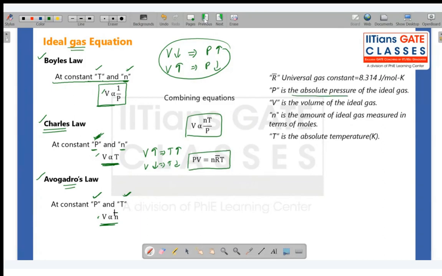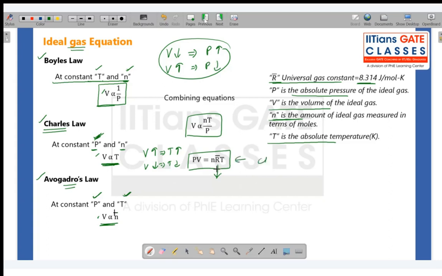P is our pressure, absolute pressure. V is the volume, n is number of moles, T is absolute temperature, and R is universal gas constant, and its value always remains the same, 8.314 joule per mole Kelvin.